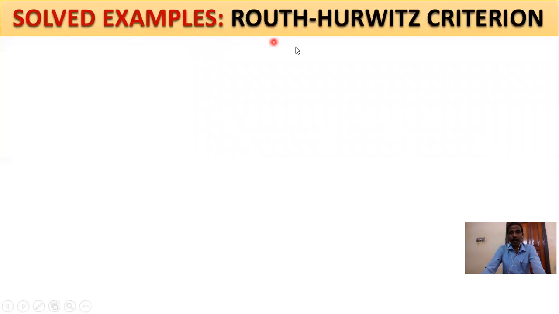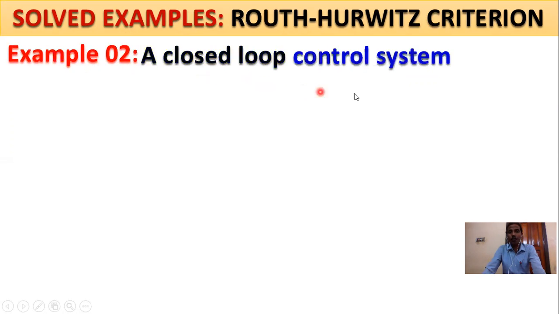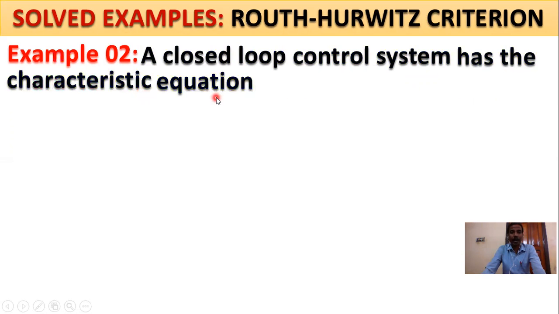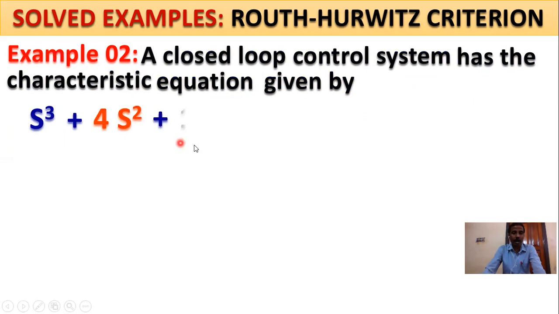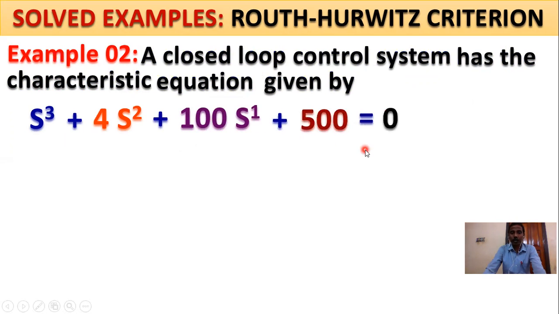Solved example, Routh Hurwitz Criterion. Example number 2. A closed loop control system has the characteristics equation given by s cube plus 4s square plus 100s to the power 1 plus 500 equals to 0. This is the characteristics equation.